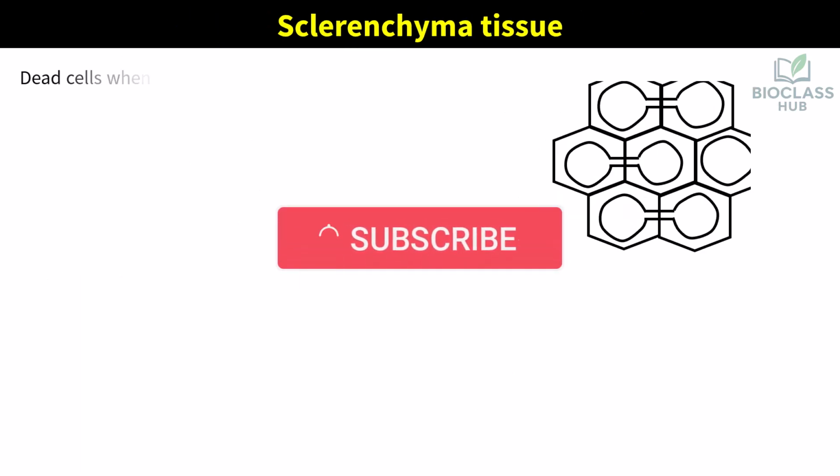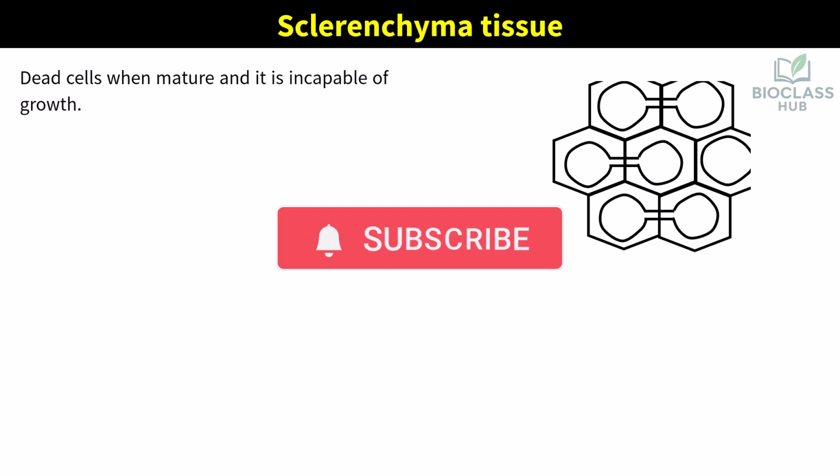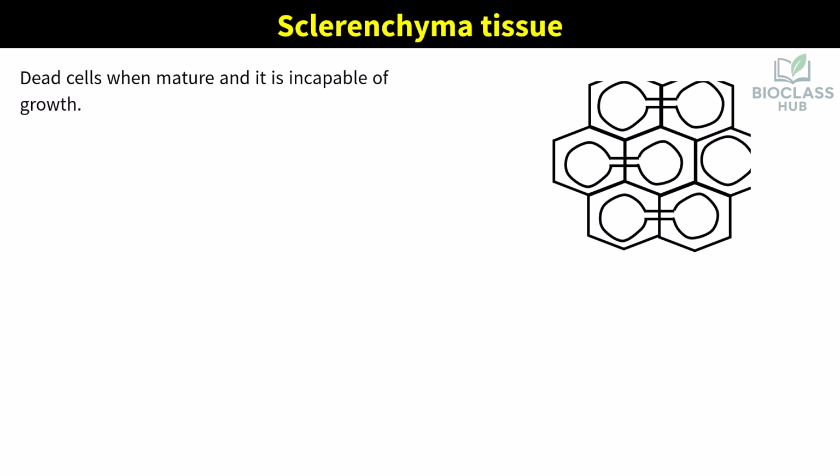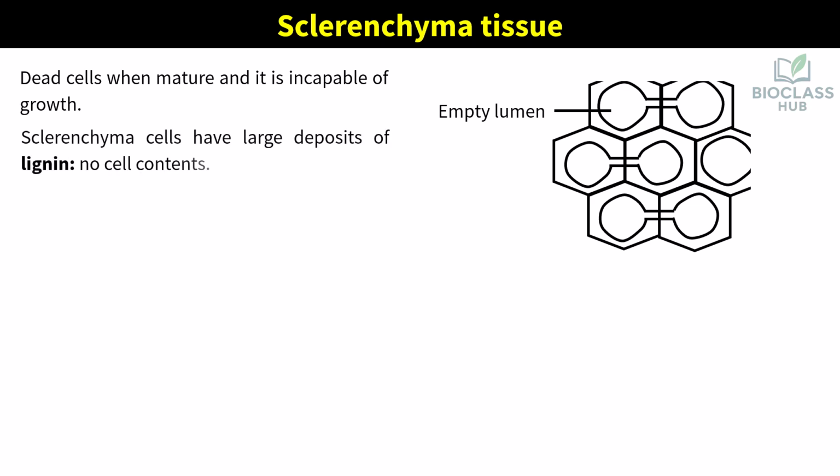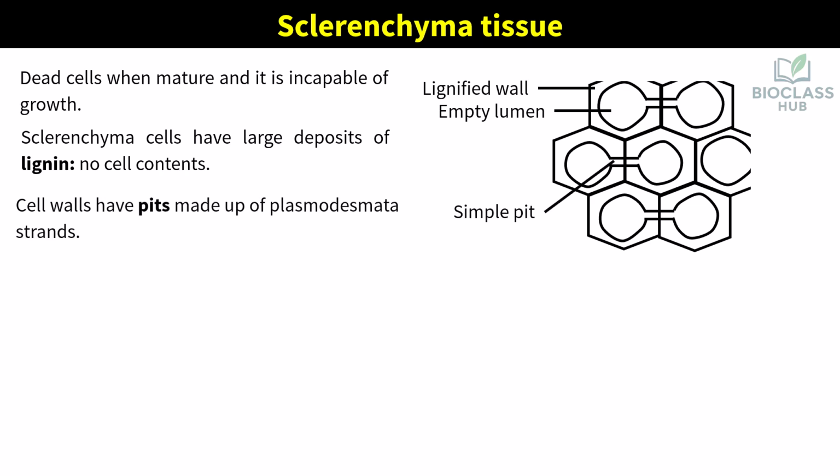Structure. This is made up of dead cells when mature, and it is incapable of growth. Sclerenchyma cells have large deposits of lignin on the primary cell wall with no cell contents. The primary cell walls have pits made up of plasmodesmata strands. Where lignin fails to be deposited, it is made up of sclereids and fibers.